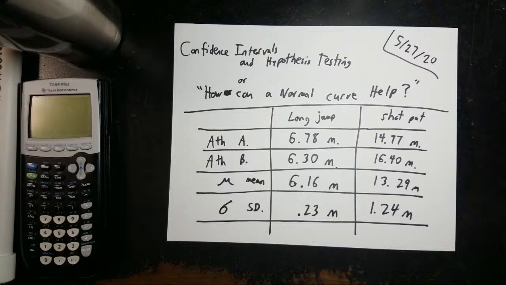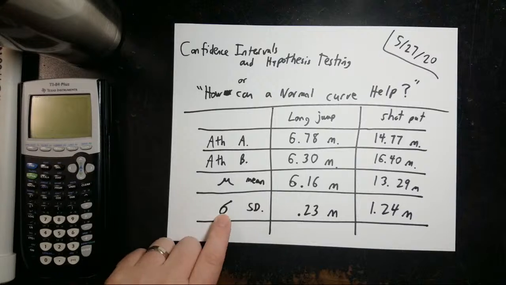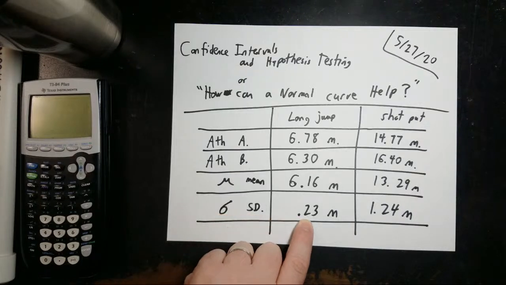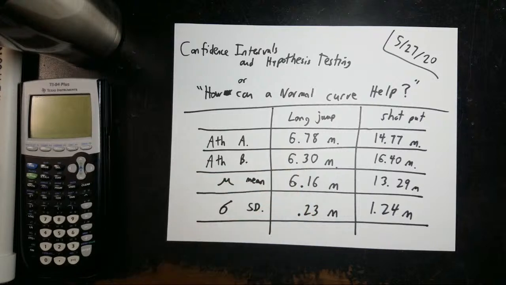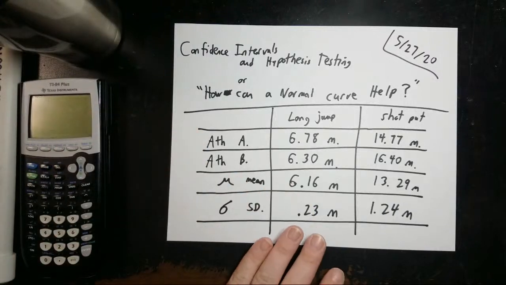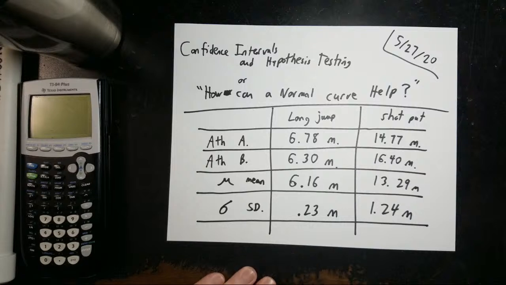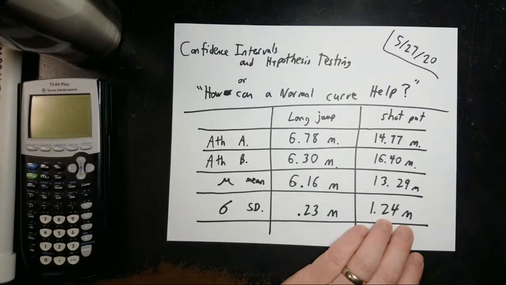Meaning, on average, every athlete deviated from the mean by about 0.23 meters. Now, these two athletes, athlete A and B, clearly, athlete A is definitely way above average in that case, but 0.23 meters is where it's at. In the shot put, 1.24 meters on average, every athlete at this competition deviated from the mean by an average of about 1.24 meters. That's the idea of standard deviation.